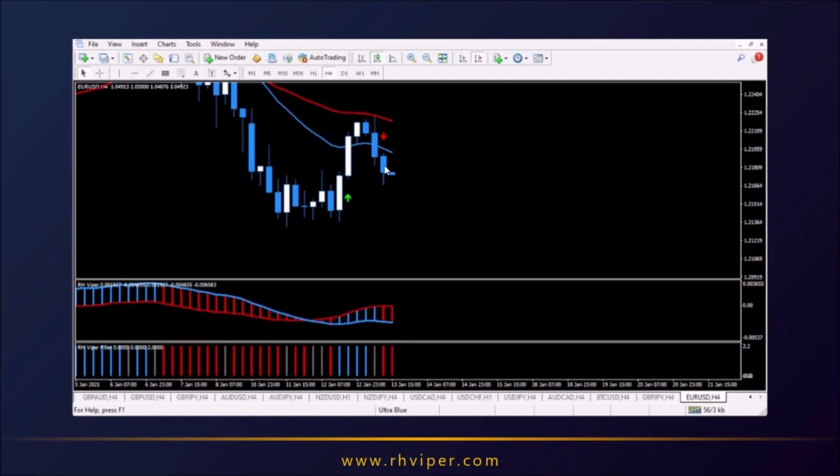All right, so this candle closed and we got exactly what we need. We've got the red arrow appearing above the candle. We've got the RHViper histogram. Its bar has turned red and the RHViper filter is also red. Now this next candle, this little one here, this is currently forming. What we need is the information for this closed one. So now we can place a trade.